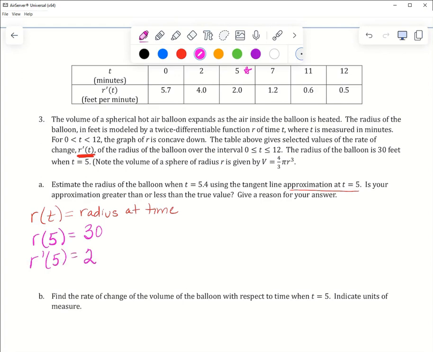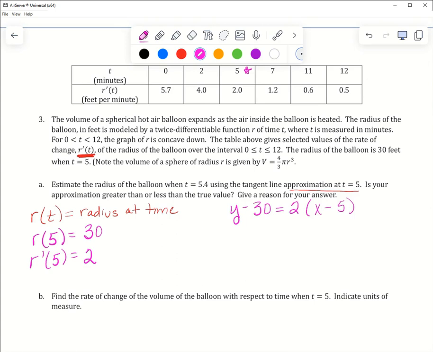So my line, and again, you probably didn't use r's, and that's okay. I'm going to go to y's, because that's probably how most of you did it. You would do y minus 30 is equal to a slope of 2, times x minus 5. That's what you did, but you have to understand that y is like r and x is like t. You can do it with r's and t's as well.